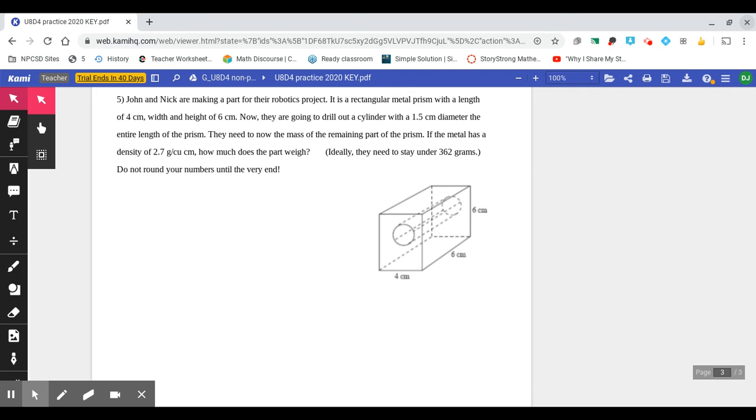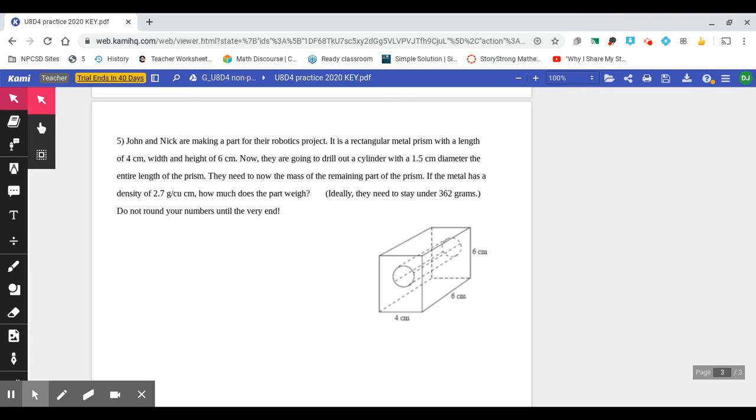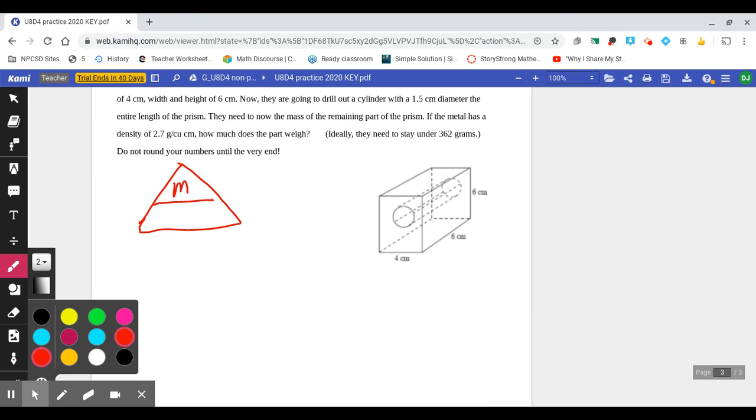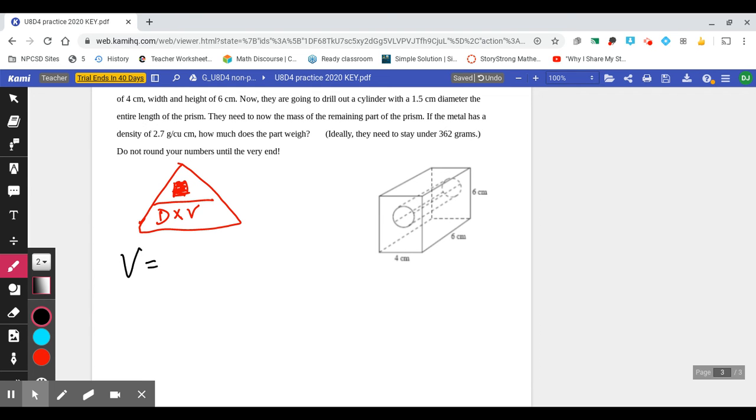So think about that. How are density and mass related? If we talk about that triangle again, mass over density times volume, right? So we're trying to find ultimately the mass. So if I cross that out again, well, we just take the density times the volume. So really, what do we want to do? We want to find the volume. Okay, well, that's a little bit involved because it's not just the volume of one shape, right? It's the volume of that prism, take away the volume of that cylinder.